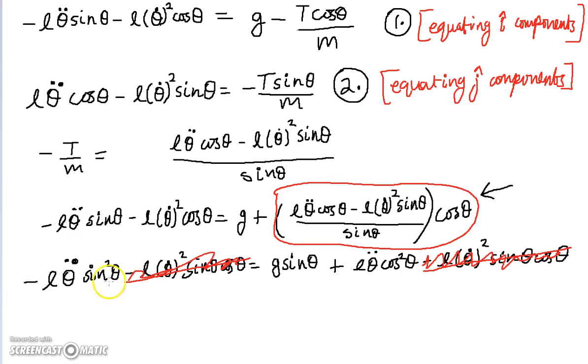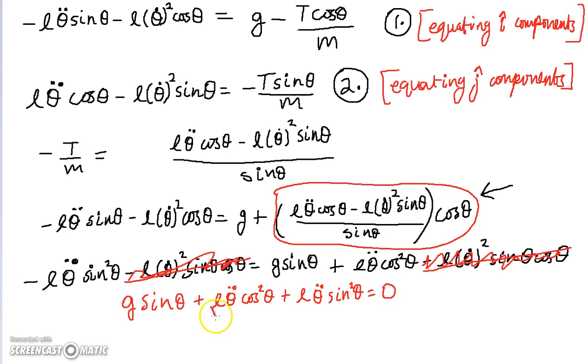Let's move this negative L theta double dot sine squared theta to the right side of the equation. So we get g sine theta plus L theta double dot cosine squared theta plus L theta double dot sine squared theta equals 0. All I've done is move the negative L theta double dot sine squared theta to the right-hand side of the equation.